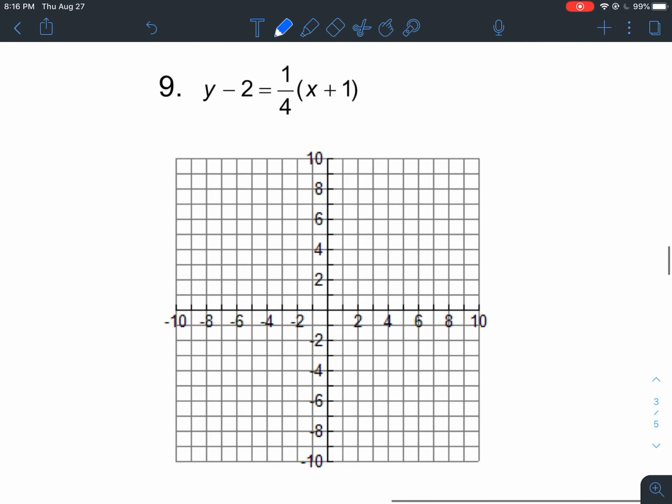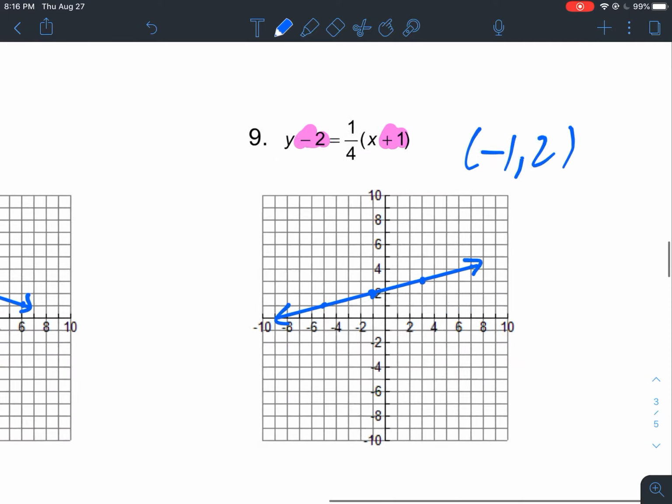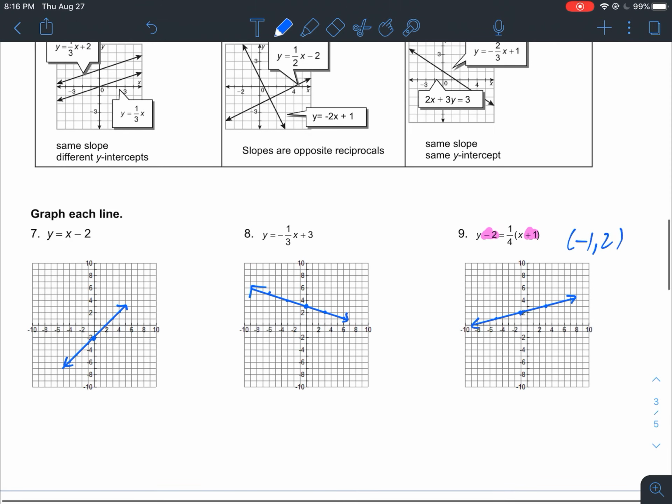Number 9 is in point slope. That's okay, that's no problem. Our point is just the opposite of this, comma the opposite of this. So that would be negative 1, comma 2. And our slope is just 1/4. So up 1, right 4, up 1, right 4, or down 1, left 4. And there's our line.